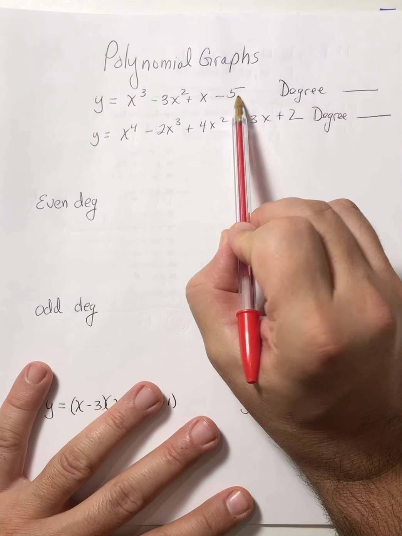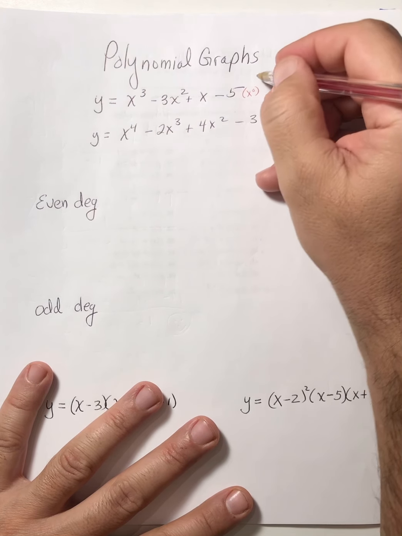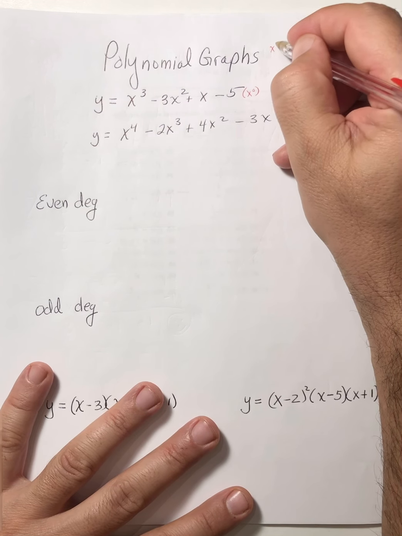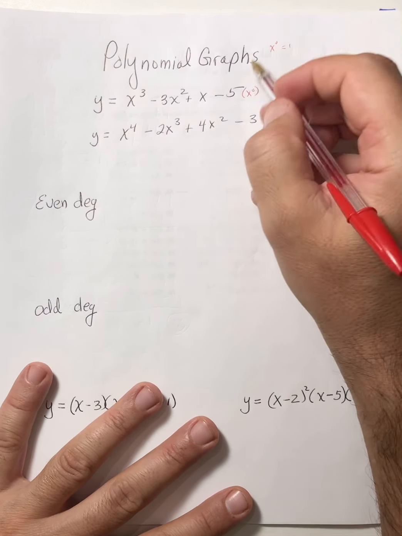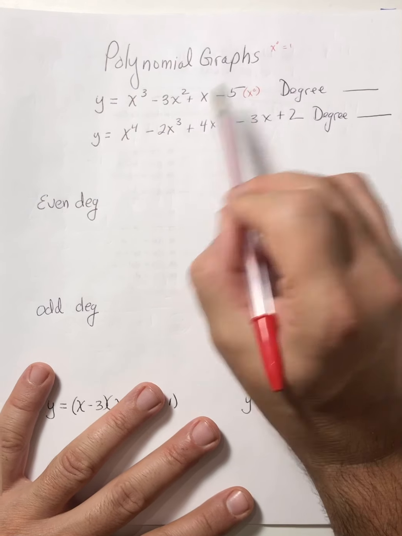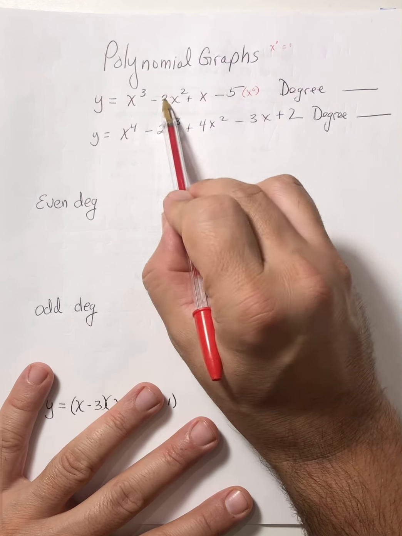there's no exponent. Technically there is. It's an x to the power of 0. Okay, remember, anything to the power of 0 is 1. X to the power of 0 is 1. Okay, so that's why we don't see it. So 3, 2, 1, 0. Okay, so what is the degree? The degree is simply the largest exponent that we see.